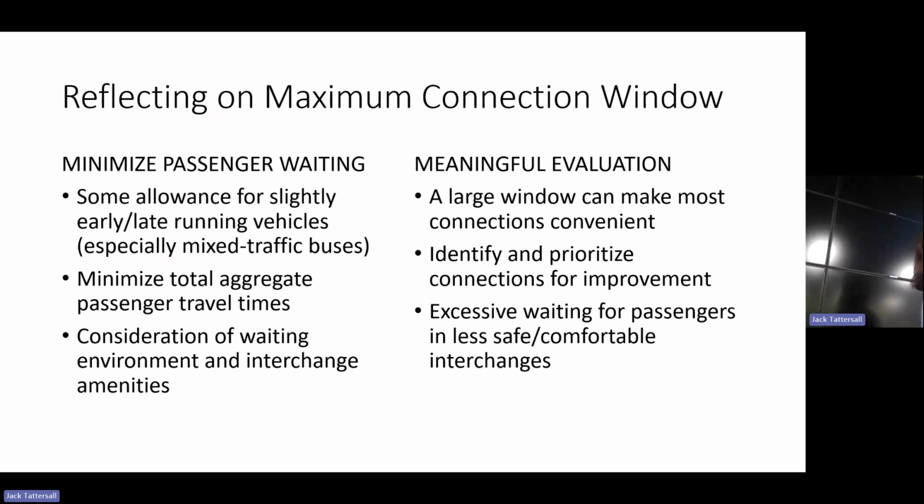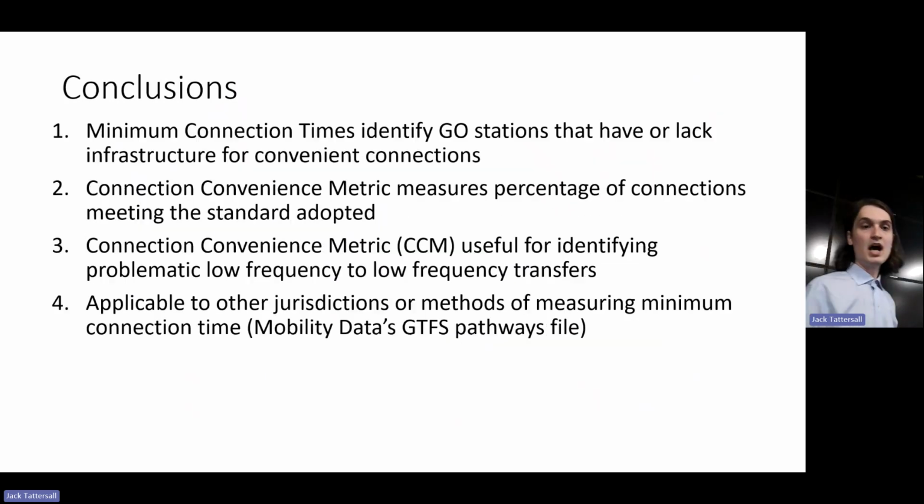Also, you'd want to consider how a passenger's station environment impacts their comfort with waiting at a station. So you'll note that we use the same connection window for all GO stations, but if your connection waiting area has passenger information, and maybe a cafe nearby or some shelter from the weather, you might be willing to wait a little bit longer than you would otherwise.